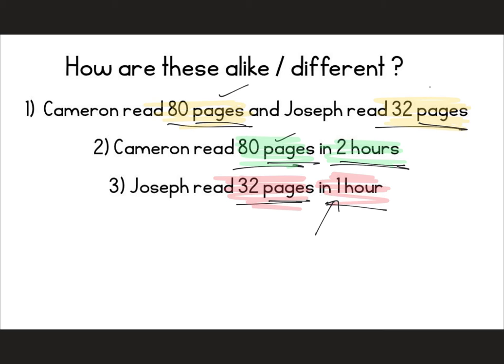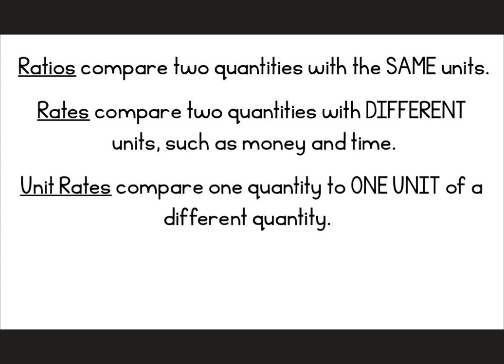Okay, the first one we already learned, so we can compare pages to pages. That is called a ratio. A ratio you can use to compare things that have the same units. The second one is a rate. We're comparing things with different units. This is what this chapter is about. We compared pages to hours, or you can compare money to time, 2 things that are different, rates.